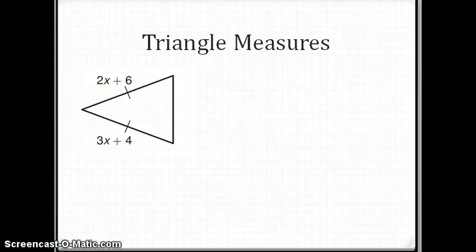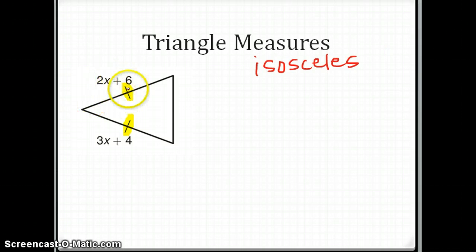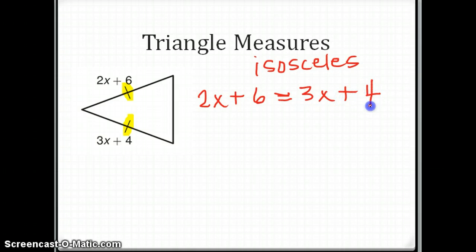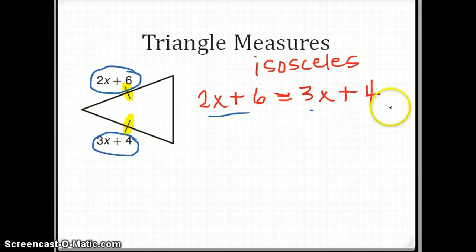Okay, so we are given a triangle here, and we need to figure out its measurements. Now, we're given some information. We're given this little dash here and this little dash here. And what that tells us is that those 2 sides are congruent. That tells me this is an isosceles triangle. If it's isosceles, that means the 2 sides are equal to each other. In order to find out what x equals, I just set both sides equal to one another, and then I solve my equation. So that tells me this side and this side are the same number, so I can set them equal to one another.